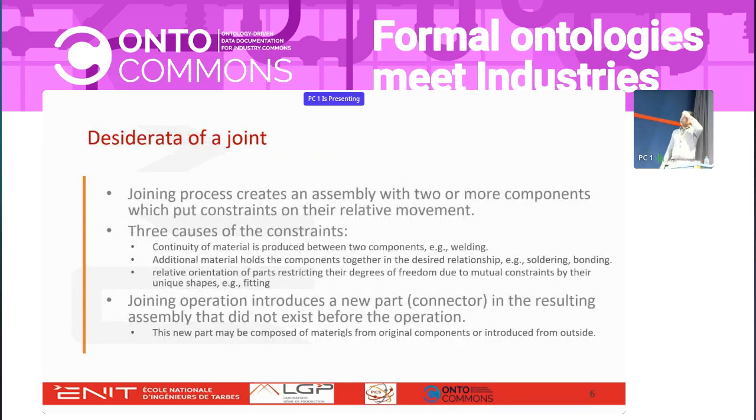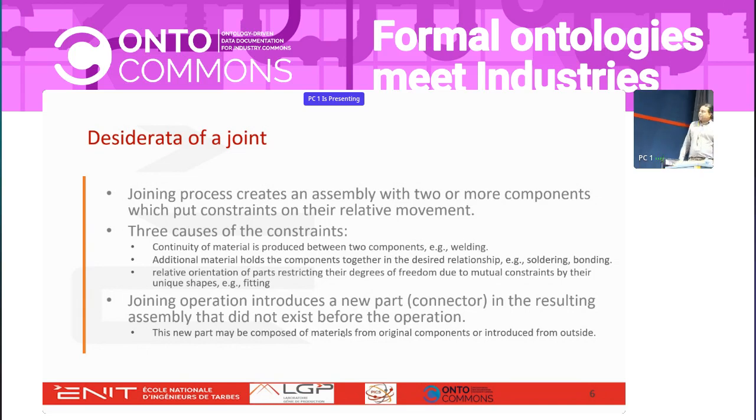Now, we first come to the joint type. What a joint is, we know from the literature, is something which restricts the relative movement or degrees of freedom between the components of an assembly. But how does this constraint happen? We observe there are three different reasons. Say, for example, there can be a continuity of material, so the components cannot move with respect to each other. Then there can be an additional material holding them together, so there cannot be free movement. And the last one is that their unique shape, how they are placed, gives the constraint that they cannot move.